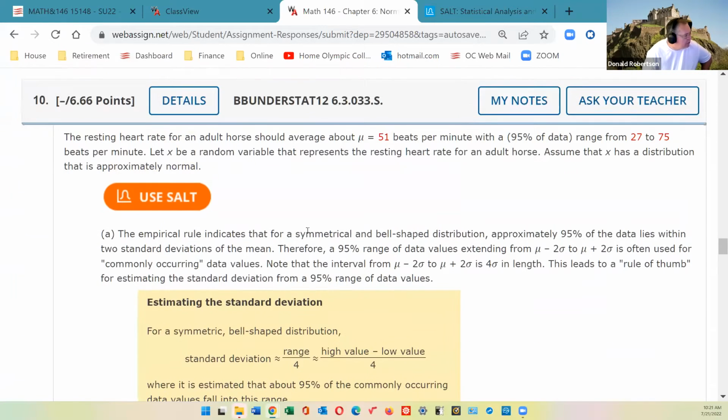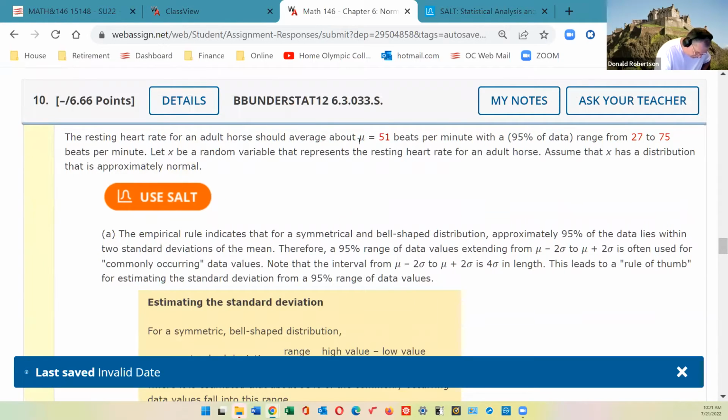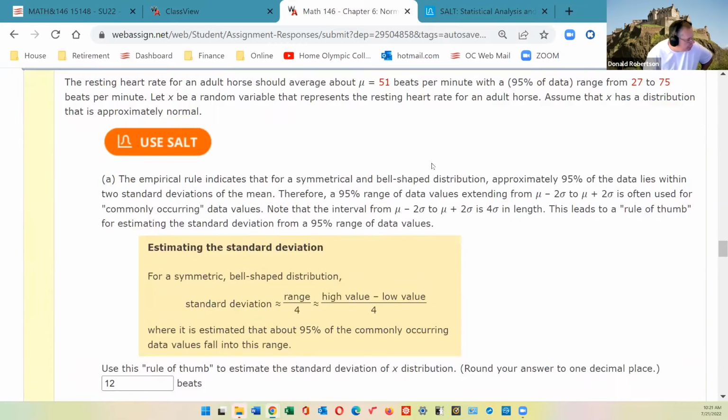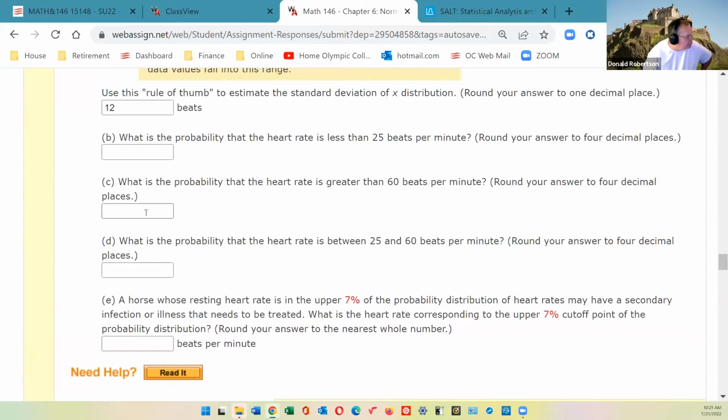Now, the mean is 51. The standard deviation, or at least the estimate for it, is 12. Once you know those two numbers, you can start answering questions like: what's the probability that the heart rate is bigger than this, less than that, or between two numbers?